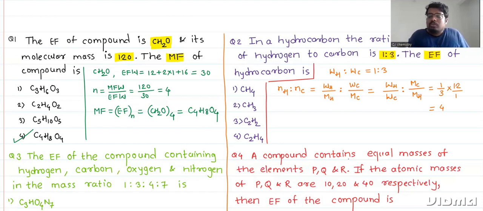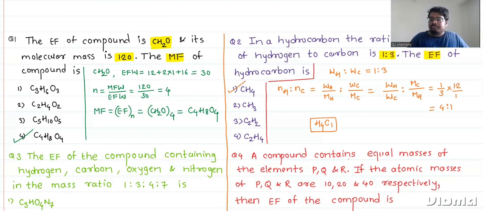So the number of hydrogen atoms is equal to 4 and the number of carbon atoms is equal to 1. 4 is to 1, right? So H4, carbon 1, that is CH4. The first option is correct. Now let us move to the next question.